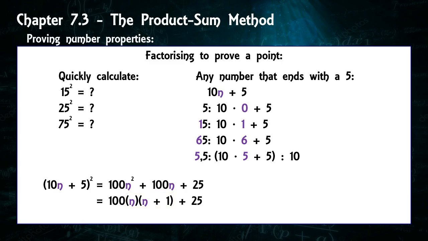So, to quickly calculate the square of 35, just multiply the 3 and its consecutive 4 to receive 12. Place the 25 behind it and you receive 1225 as your answer. And the square of 85 is 7225, because 8 times 9 is 72. And with that, we've reached the end of this paragraph.